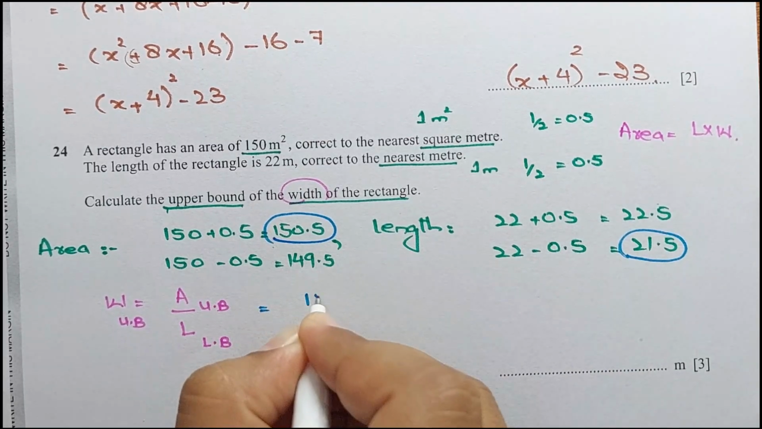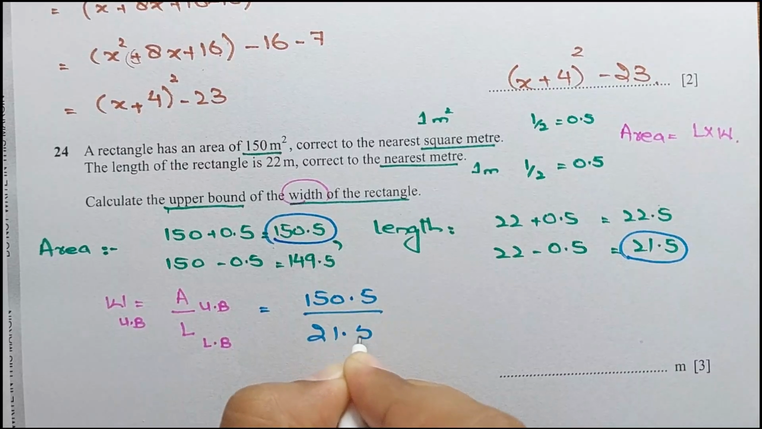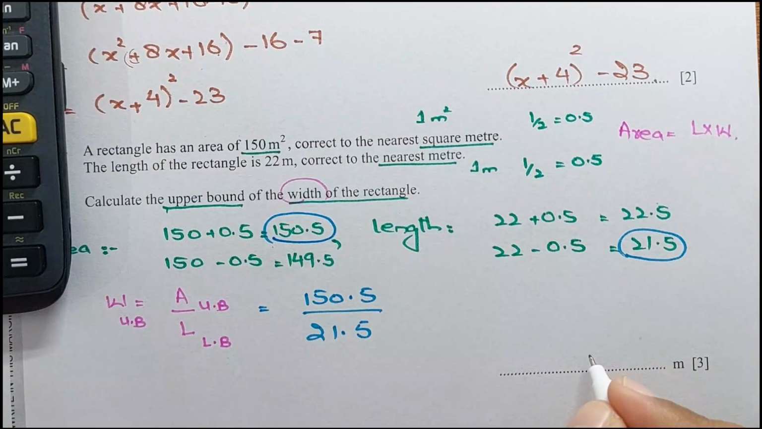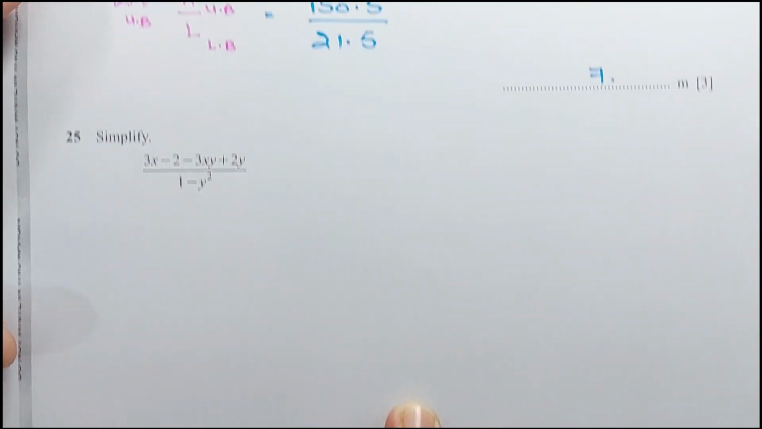Okay. It is 150.5 over 21.5. 150.5 divided by 21.5 equals 7. So 7 meters is the upper bound for the width of that rectangle.